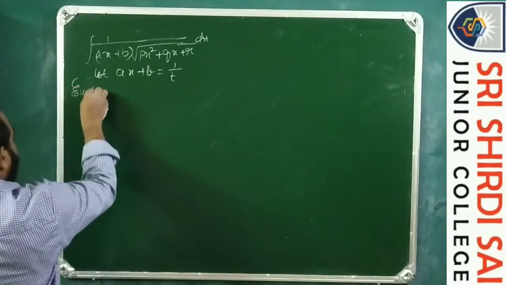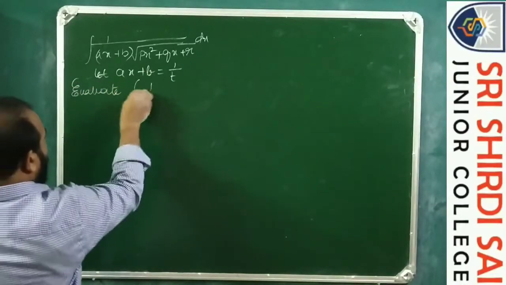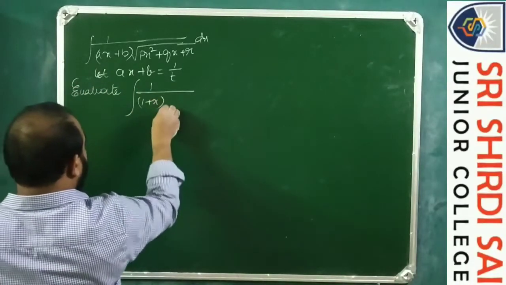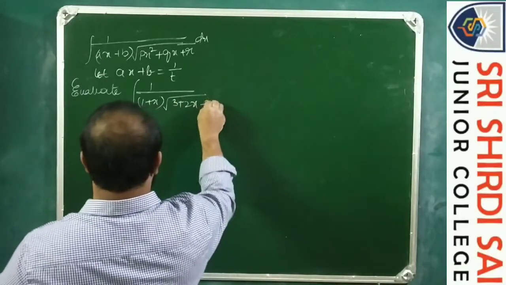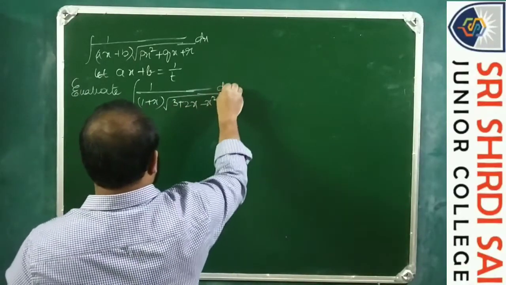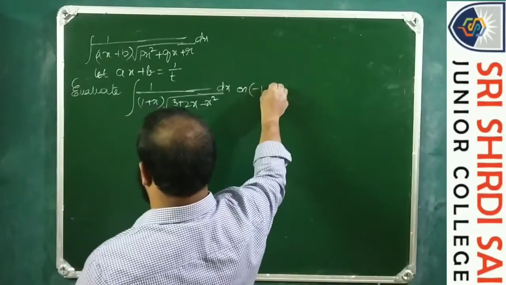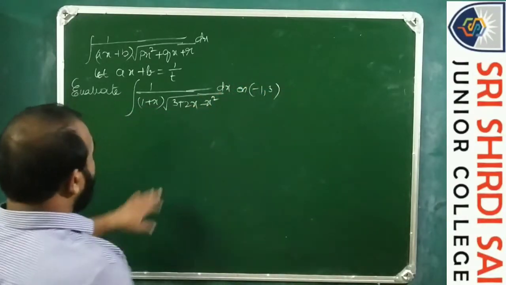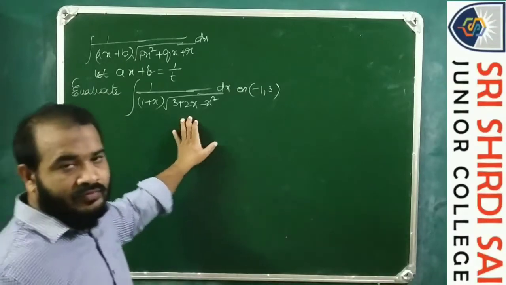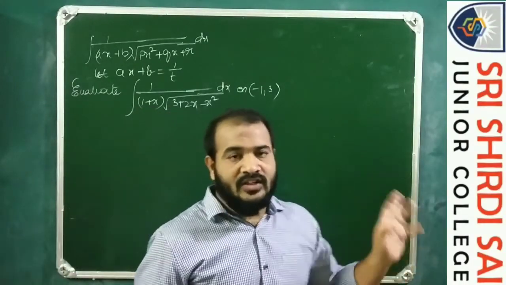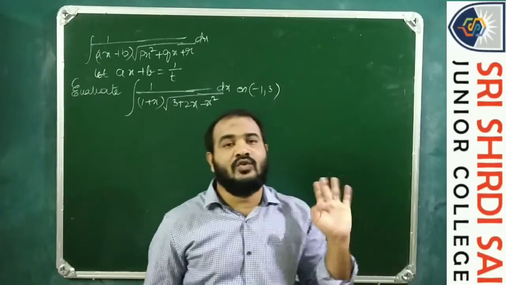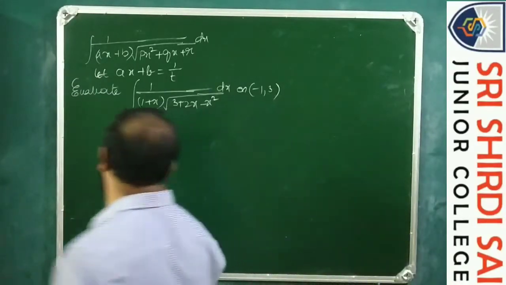Evaluate the integral of 1 by (1 plus x) into square root of (3 plus 2x minus x square) dx from minus 1 to 3. So this particular problem we have in exercise 6D, third Roman, the 6th question. So let us do this.